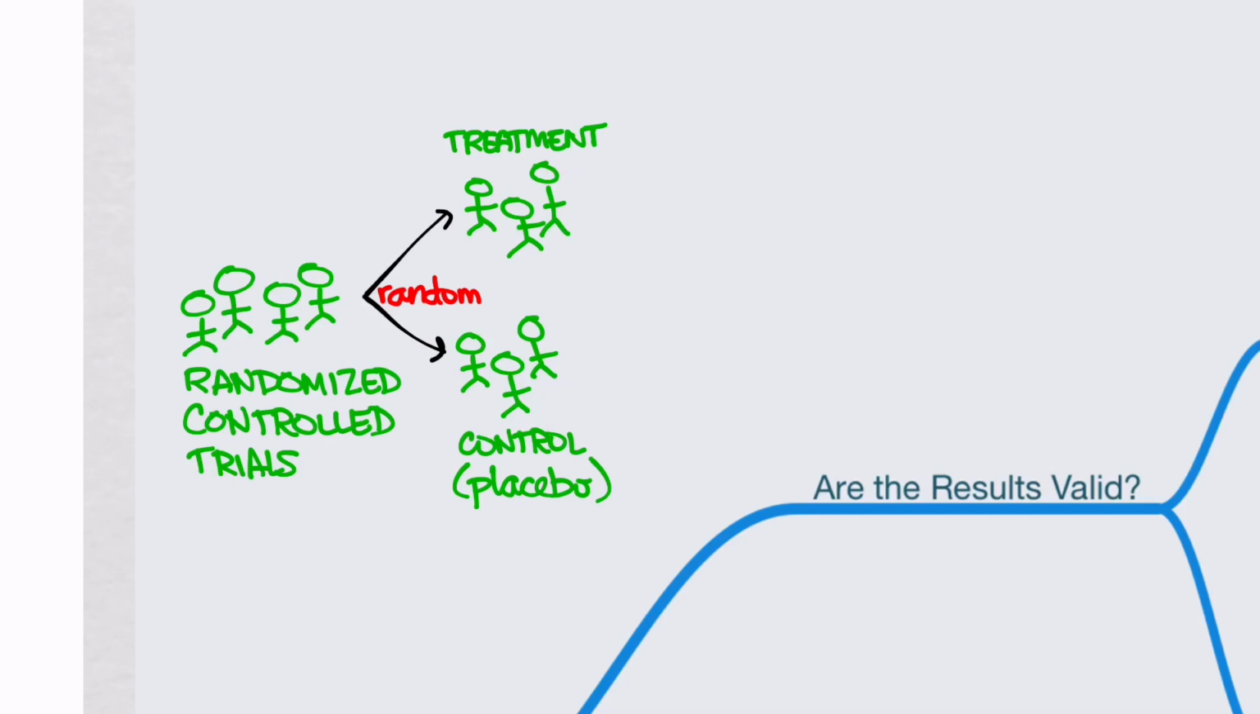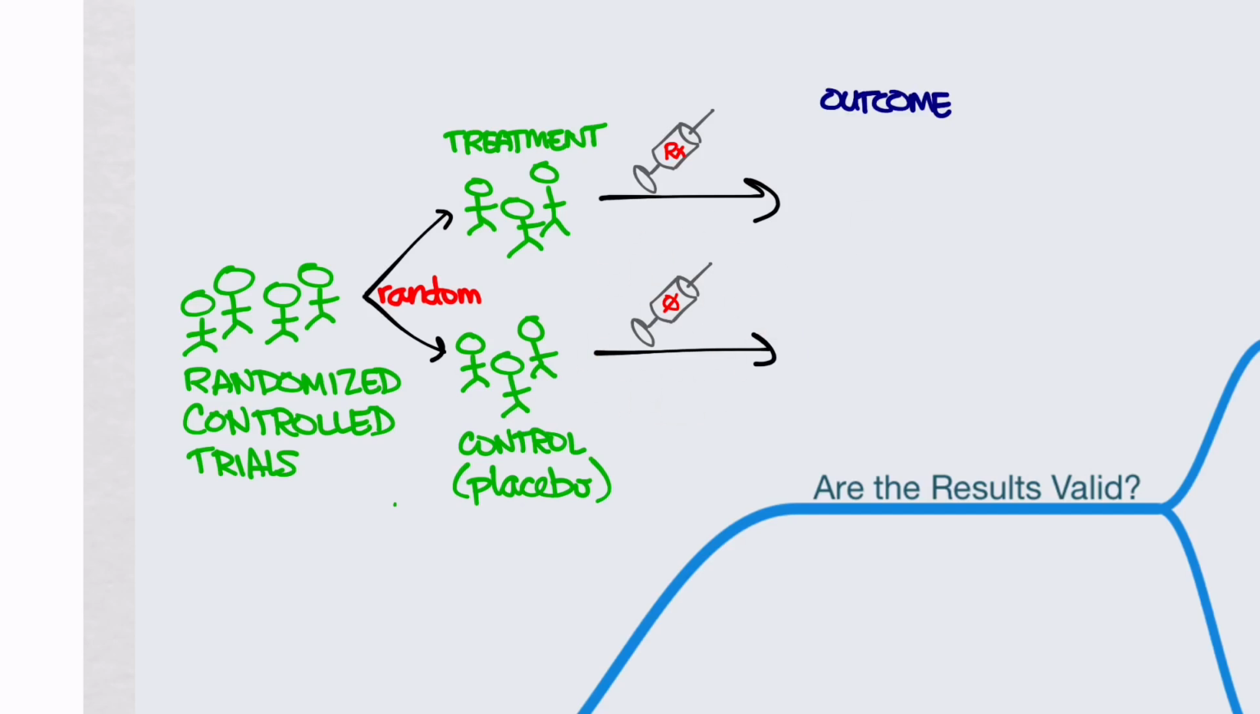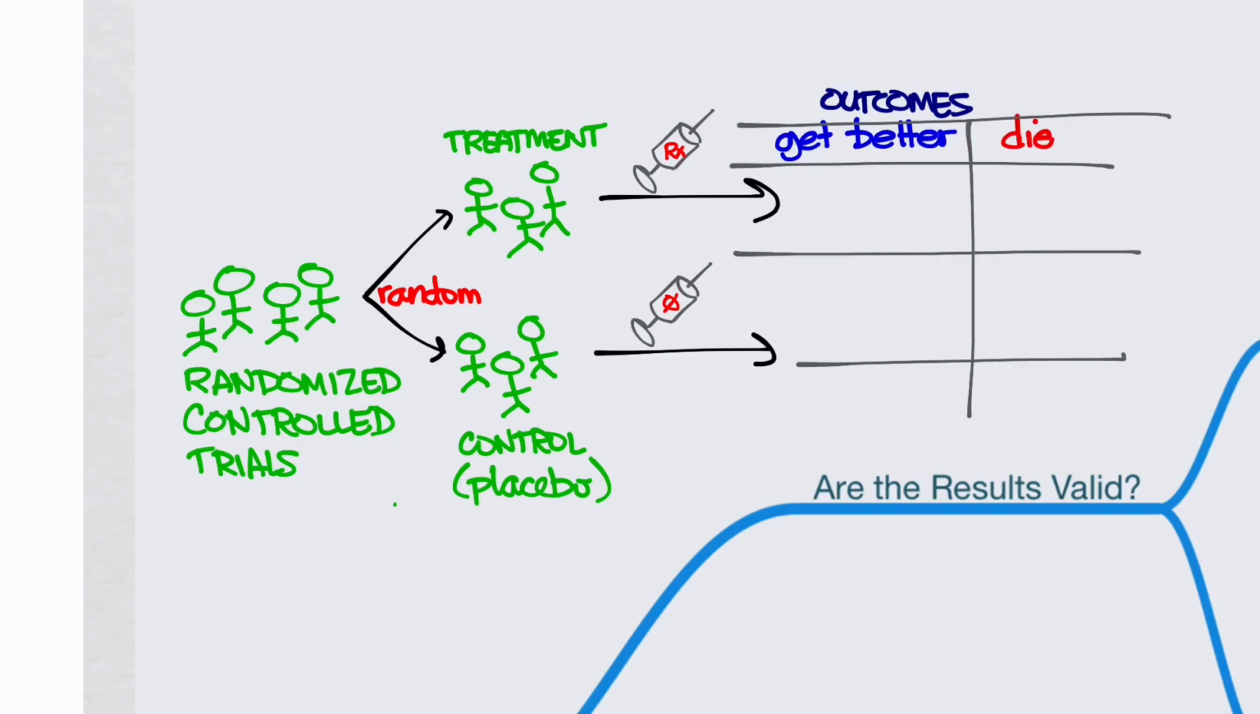So you split them into two groups, and then one gets a treatment, the other one gets the placebo, and then you measure some outcome at the end. Like perhaps you want to see how many get better, and you also want to see how many die in each group. Then you tally them up, how many got better, how many died, in both groups, and you compare. And so that's our randomized controlled trial.